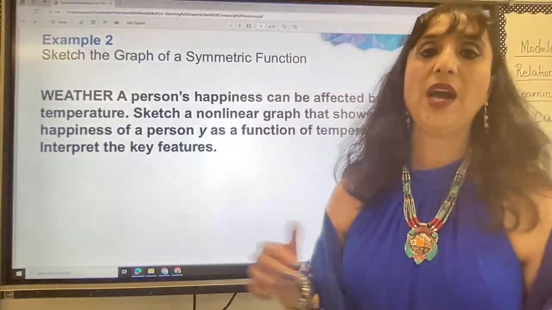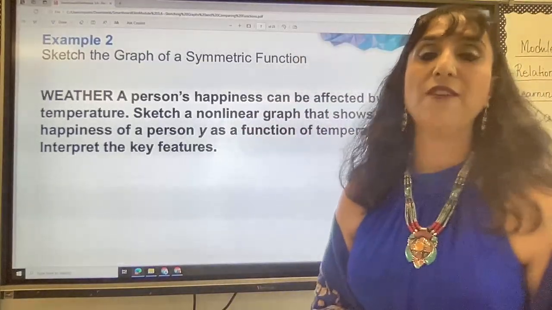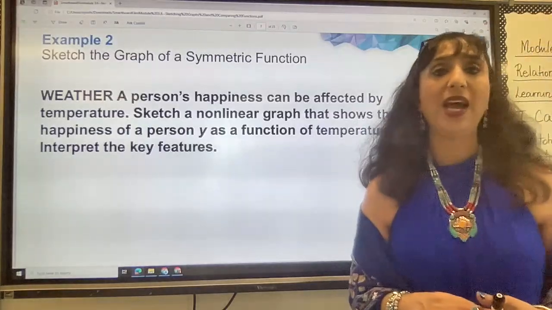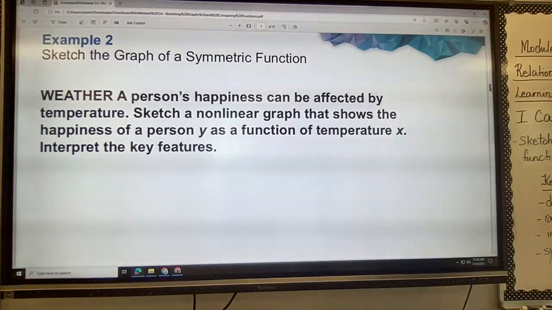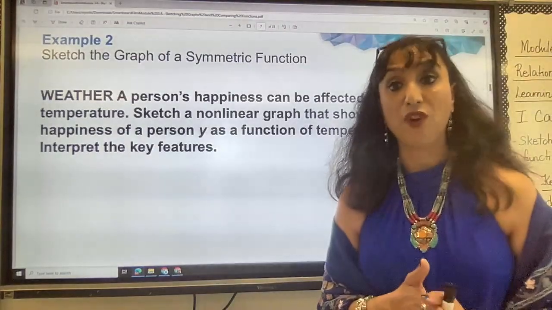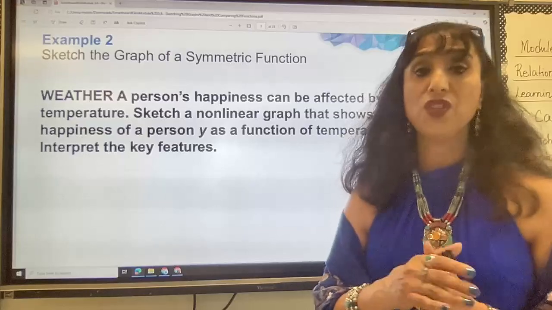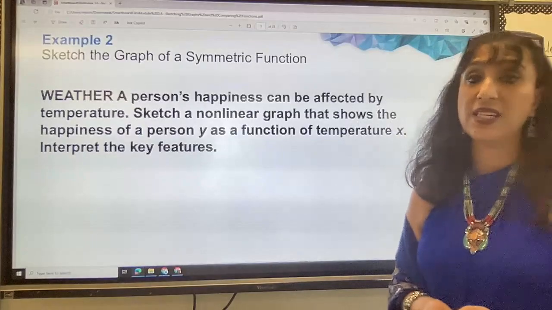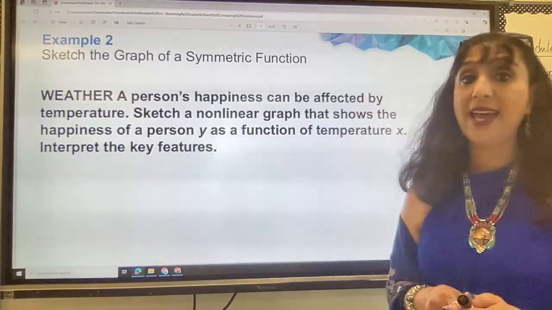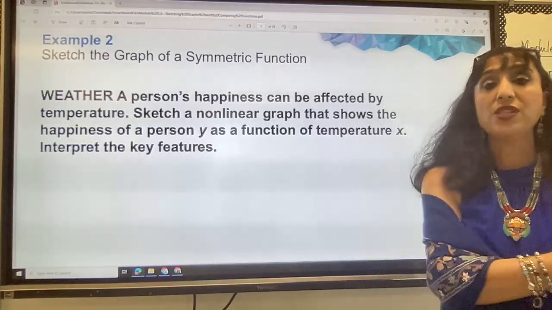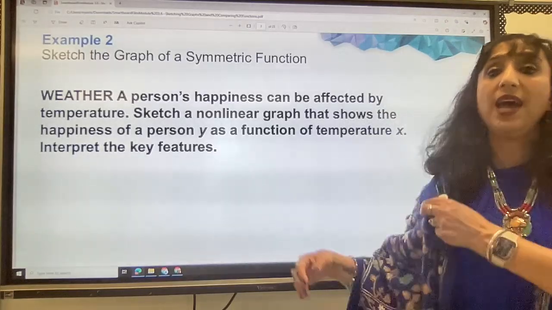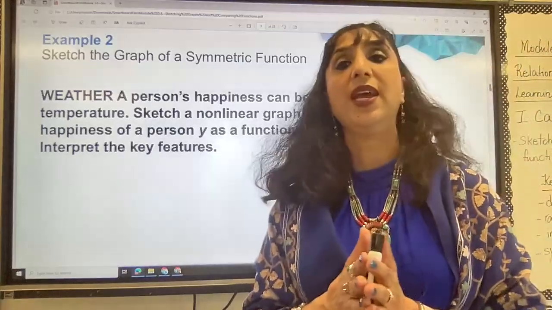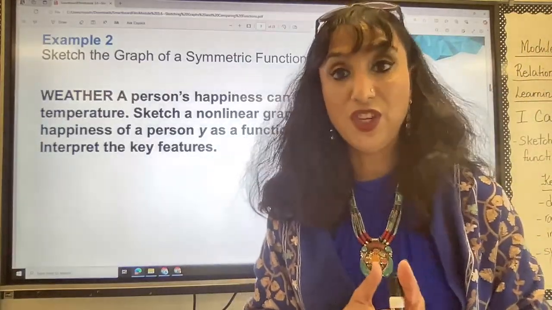Now we are going to sketch the graph of a symmetric function. Let's look at this question, and then we'll look at the key features that have been provided for us in order to sketch the graph. Whether a person's happiness can be affected by temperature. Sketch a nonlinear graph that shows the happiness of a person, y, as a function of temperature, x. Interpret the key features.